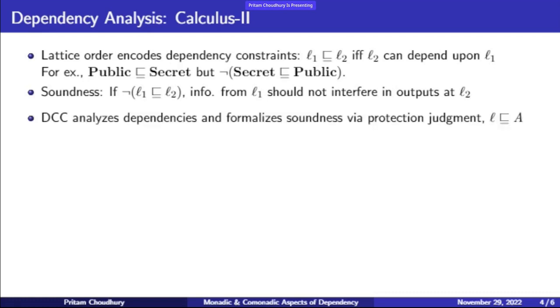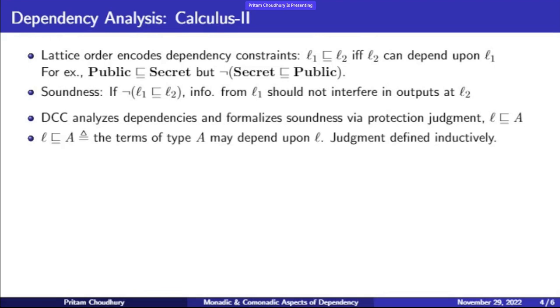So in DCC, dependencies are analyzed and soundness is formalized via a judgment called the protection judgment. It is represented like this: L is less than or equal to A. What does this judgment mean? L is less than or equal to A means the terms of type A may depend upon L. So, if L is secret and secret is less than or equal to A, it would mean the terms of type A can depend upon secret values.